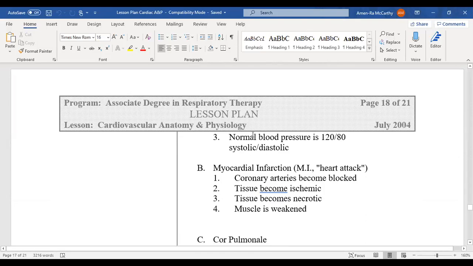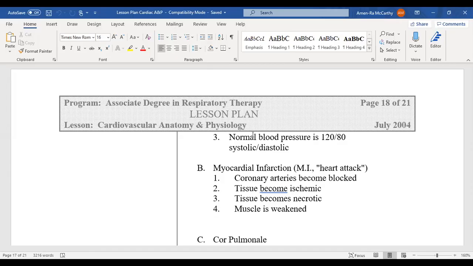Number 3, the normal blood pressure we said is 120 over 80. The top number is the systolic, which is the contraction of the ventricle, the squeeze of the ventricle, or the depolarization of the ventricle. All of that is the systolic. And then the diastolic is the what of the ventricle? Relaxation. Good. When the ventricle relaxes, the pressure inside of a relaxed ventricle should be about 80. Okay? Should be about 80.